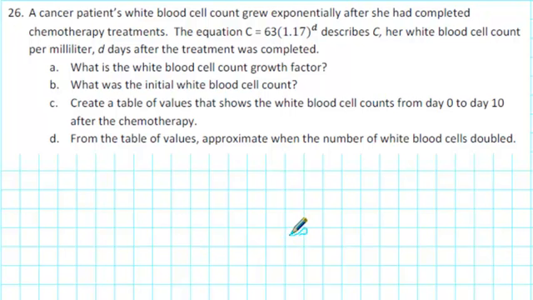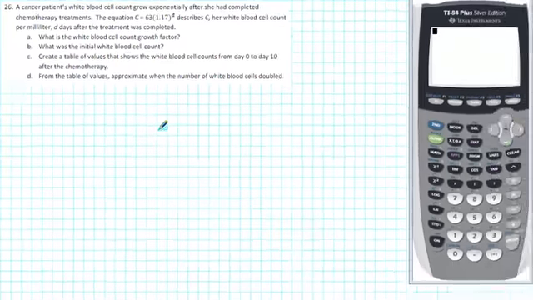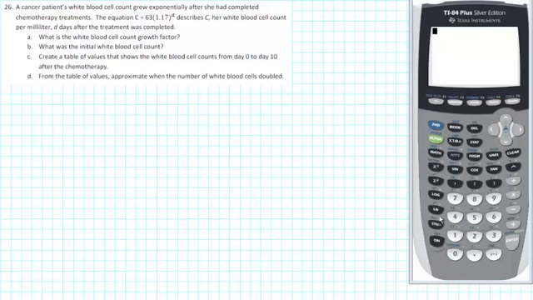Let's start with part C. Create a table of values that shows the white blood cell counts from day 0 to day 10 after the chemotherapy. We'll use a graphing calculator as a tool. On the graphing calculator, go to y equals and enter the function. Instead of using C's and D's, we'll be using Y's and X's.